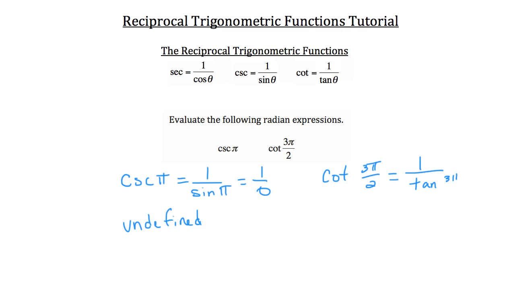And you'll put that in just like that to your calculator. 1 divided by the tangent of 3 pi over 2. Make sure that your 3 pi over 2 is in parentheses. Now if you took a look at your unit circle, 3 pi over 2 is 270 degrees.